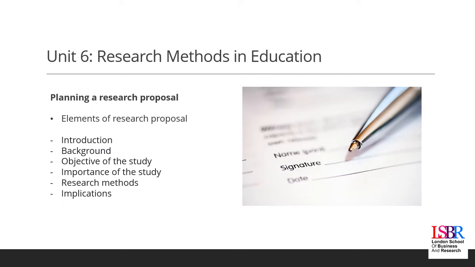Some of those elements are the introduction, obviously, the background, the objective of the study, the importance, the methods, and the implications. So again, very briefly, as we do not have that much time to cover things here, as this is just an overview session, Unit 6 involves actually planning a real research proposal and knowing how to have all those elements included as well.